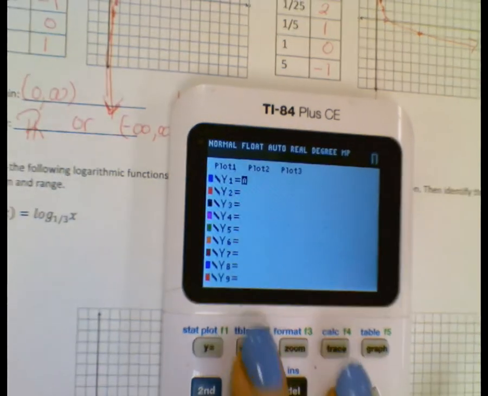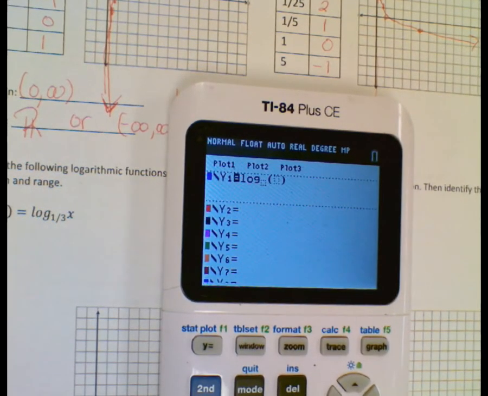Okay, so we have alpha window. We have 1/3.